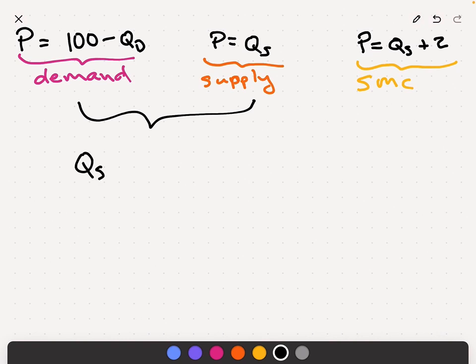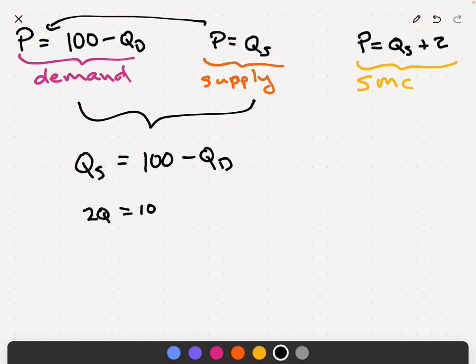QS. I'm going to keep the subscripts for a second, but I'm going to drop them shortly. Equals 100 minus QD, right? I've just substituted this equation in here, right? And now I'm going to drop the subscripts just to show you that this gives us 2Q equals 100, and then that means that Q star is 50, right? And that's just the quantity at which those points intersect, and you could plug that back in and find the price.